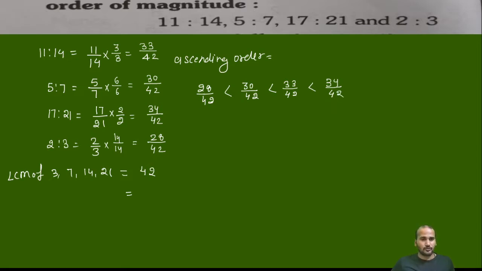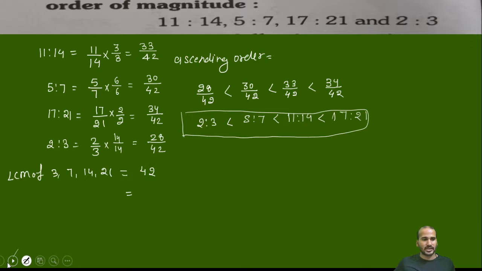So 28 upon 42 is the value of 2 by 3. 30 upon 42 is the value of 5 is to 7. After that, 33 upon 42 is the value of 11 is to 14. And last, 34 upon 42 is the value of 17 upon 21. This will be your answer. I hope you understand this question, friends. Let's jump to the next question.